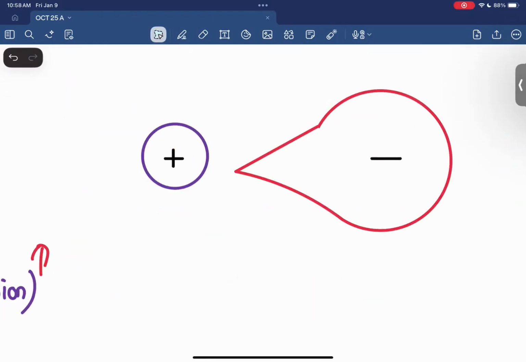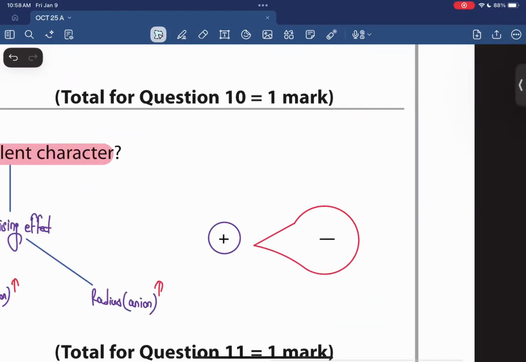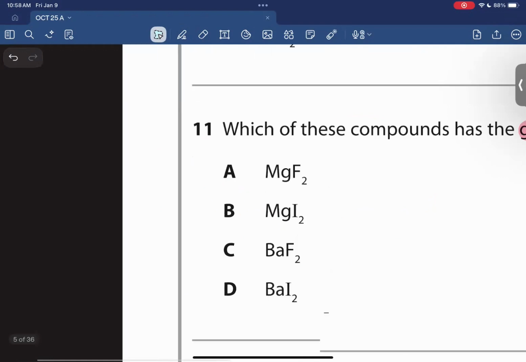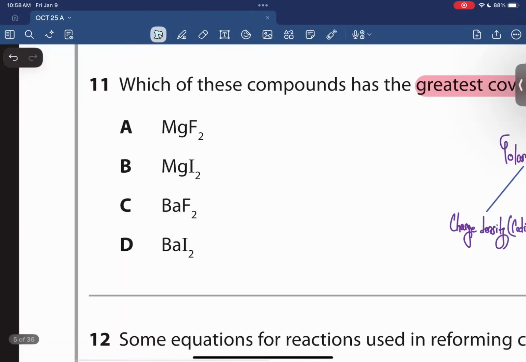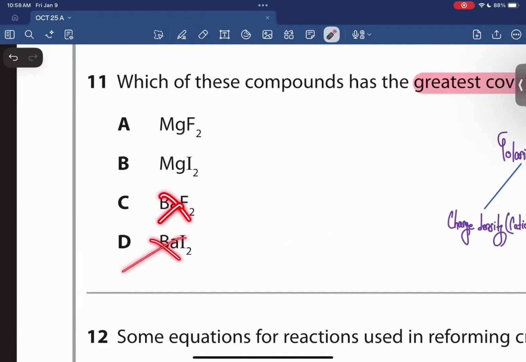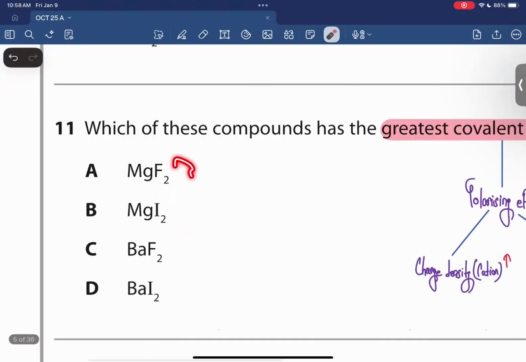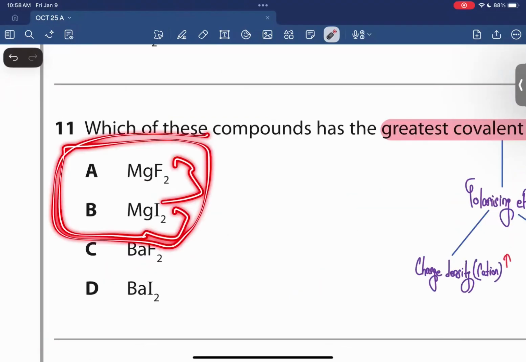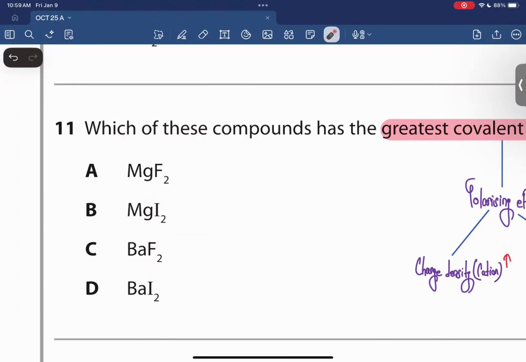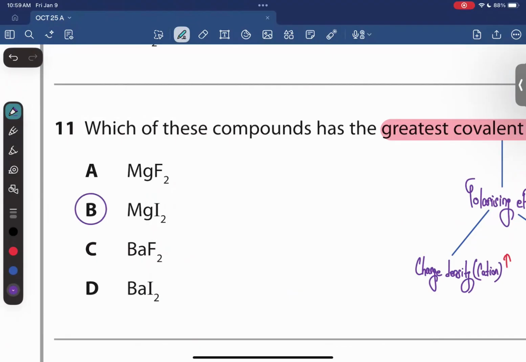So the criteria: magnesium and barium, right? Barium is larger, but the radius of the cation should be smaller. And for fluorine and iodine, iodine is larger, so it would have a greater polarizing effect. Iodine would be more polarizable than fluorine. So our answer should be B. Okay, everyone? So moving on to the next question.